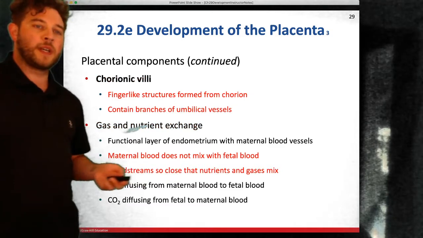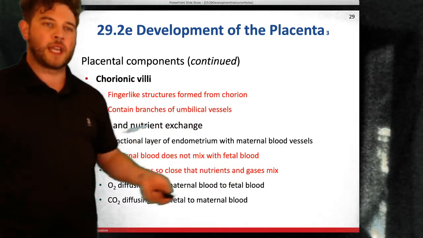I'll let you tell me what is the driving factor for nutrient and gas exchange here.